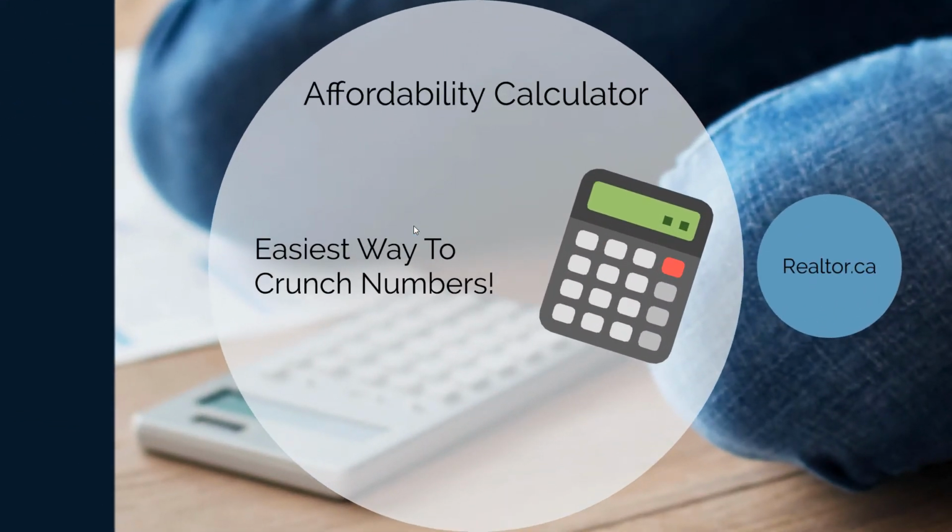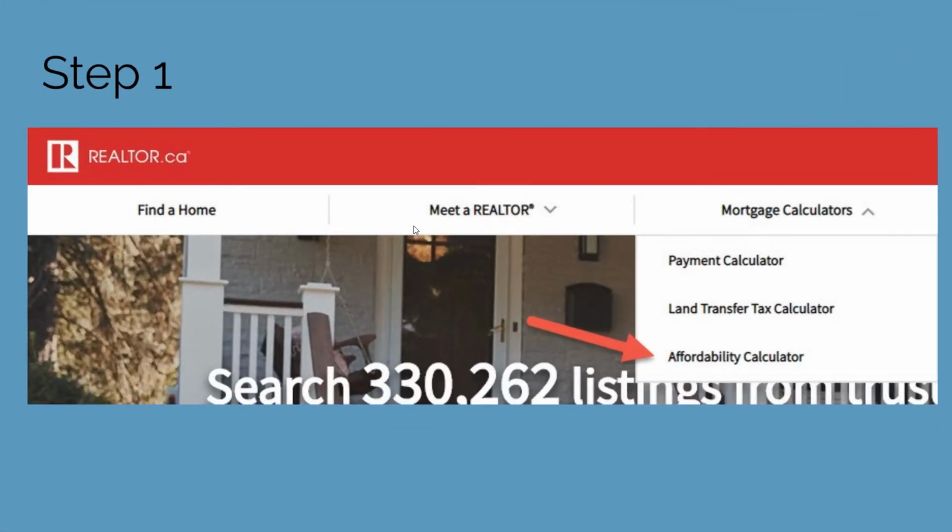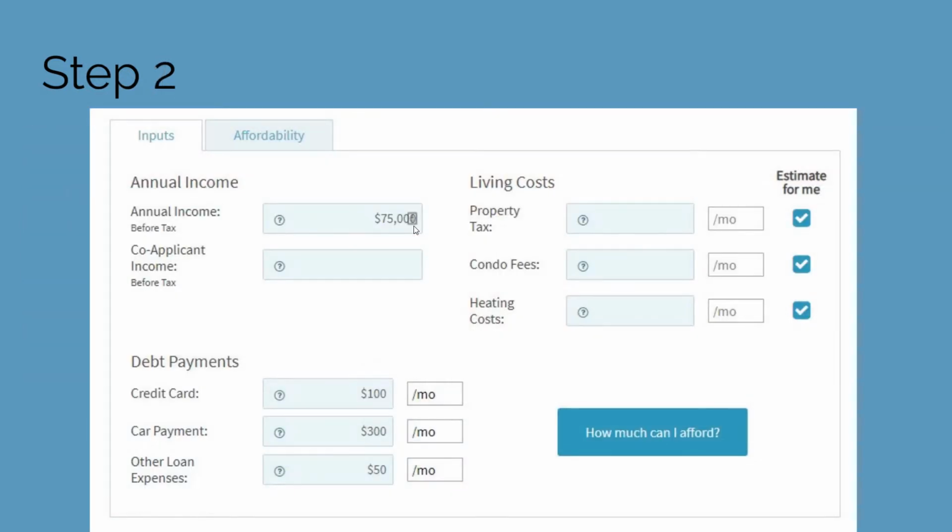So in the first section, I showed you the gross debt service ratio and total debt service ratio. If you didn't really want to crunch those numbers yourself, you can actually use an affordability calculator. This is one of the easiest ways to start crunching numbers without going to a mortgage specialist. There's a whole bunch of different mortgage calculators and affordability calculators online, but the one I wanted to show you is actually on Realtor.ca. The way you access this affordability calculator is you go to Realtor.ca, you hover over mortgage calculators, and then you go down and click on affordability calculator. Then you're gonna see a screen like this where you can start punching in your information.